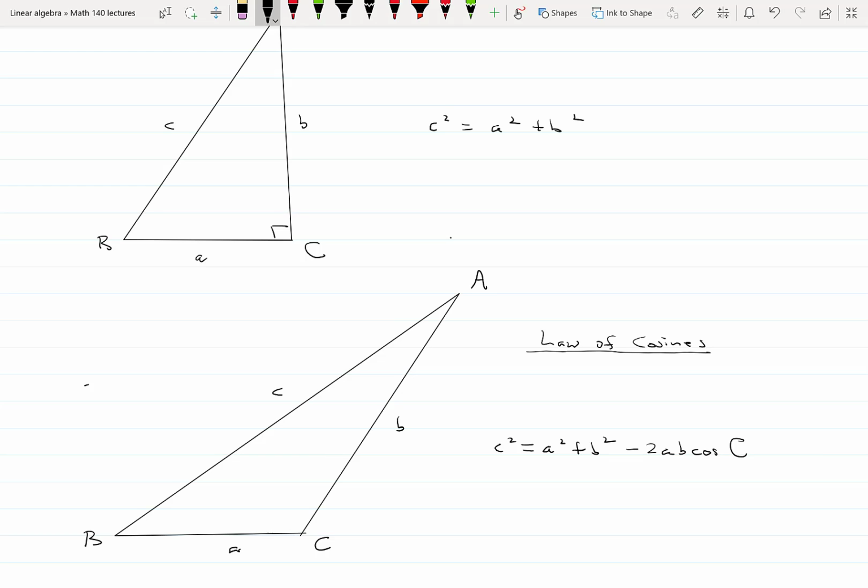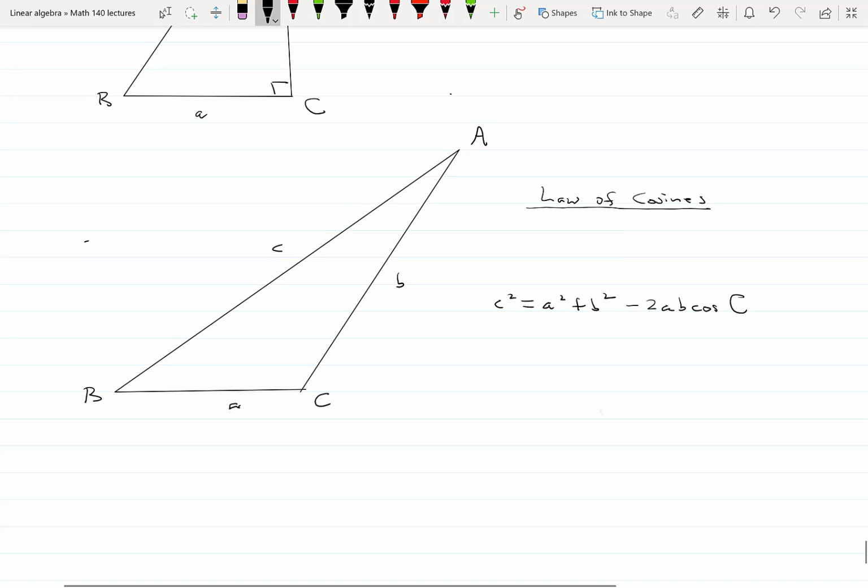2 times a times b times the cosine of the angle C. Okay? You see what I mean by a little increase in difficulty in how the formula looks. It's formed in a little more complicated way. But really, if you can memorize the pattern of the law of cosines rather than the specific law of cosines with the variables c, a, and b, then it's very, very simple.